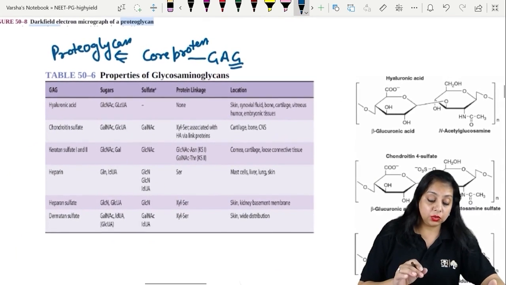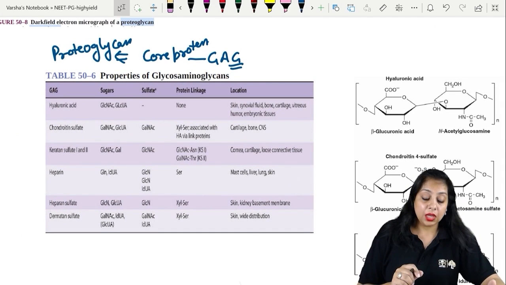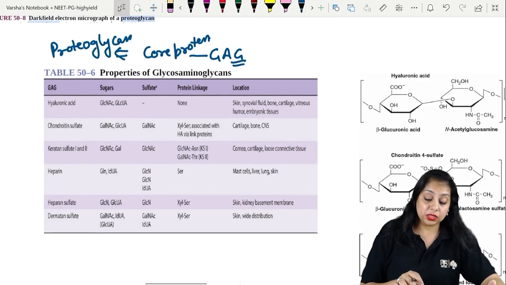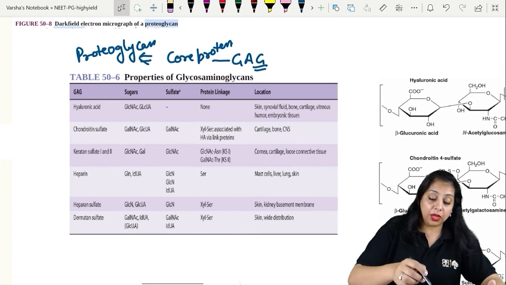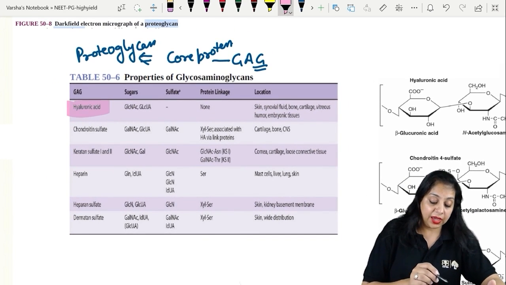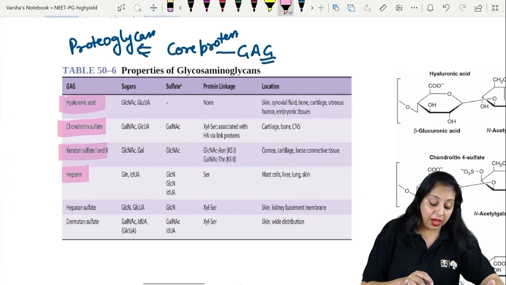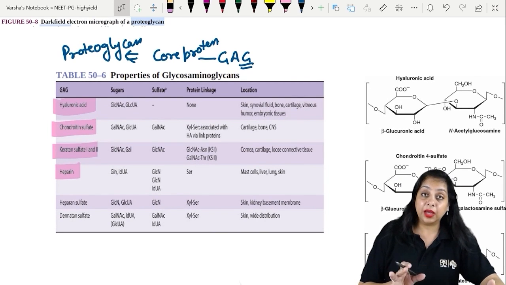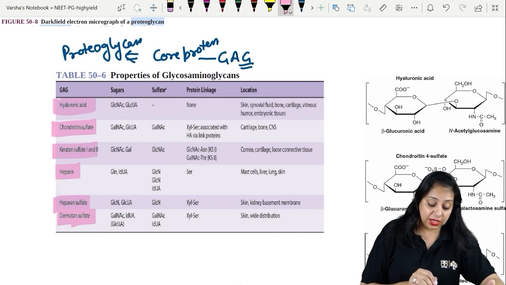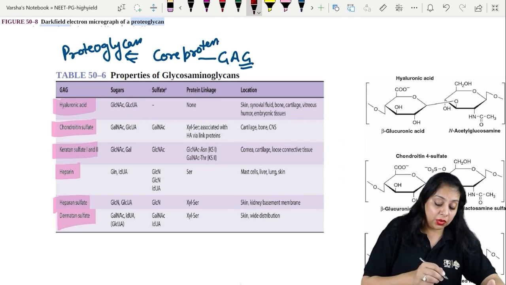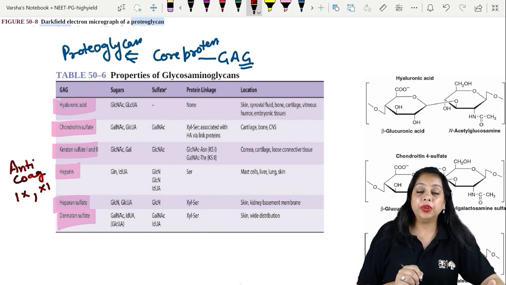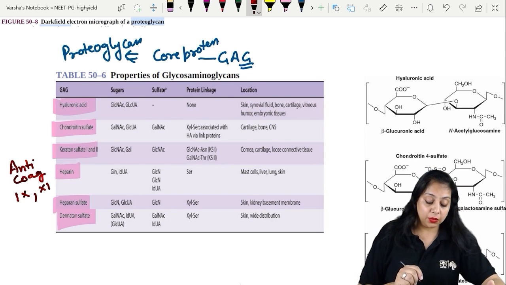Another question related to this was the properties of the glycosaminoglycans. So know what the glycosaminoglycans are. You have hyaluronic acid, chondroitin sulfate, keratan sulfate 1 and 2, heparin and heparan sulfate, which are two different things, and dermatan sulfate. Heparin is your anticoagulant. It works with factor 9 and factor 11, right? Pre-prothrombin, where it works, you see.